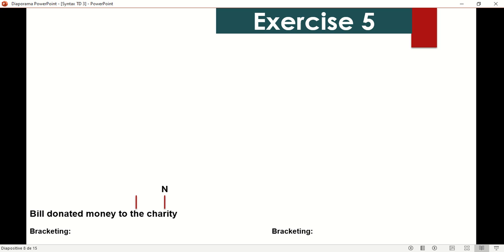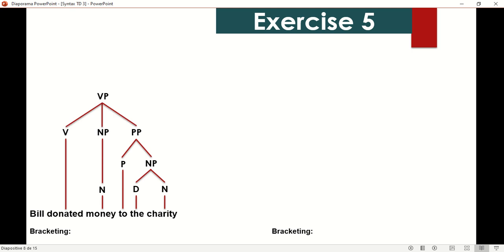So charity is a noun, the is a determiner, together they make the noun phrase. Then we have to is a preposition, PP. Then we have money is a noun, just one noun amounting to a noun phrase. Then donated is a verb. This is an object to the verb, and this is an adjunct of place, direction in this case. So the three of them together make the verb phrase. Finally, Bill is a noun amounting to a noun phrase, and we have the sentence.